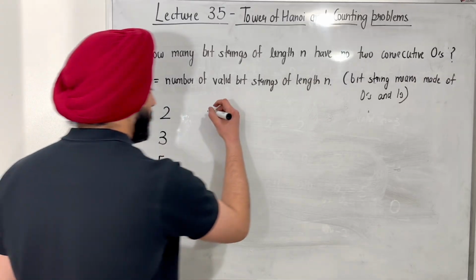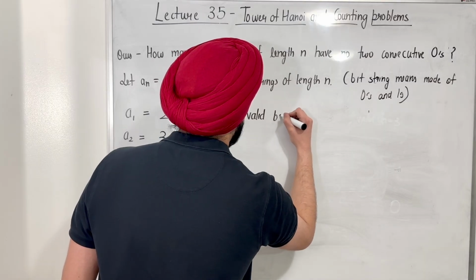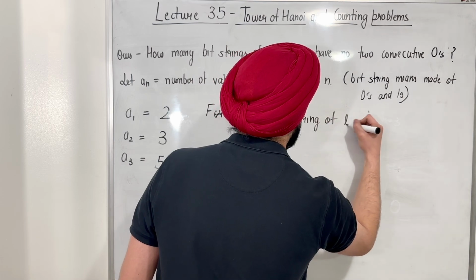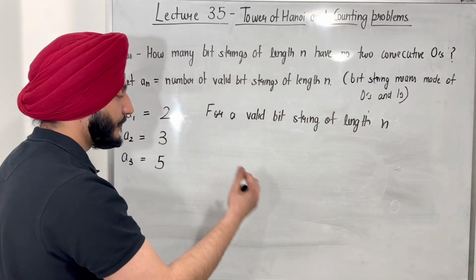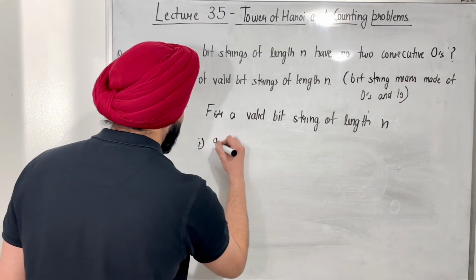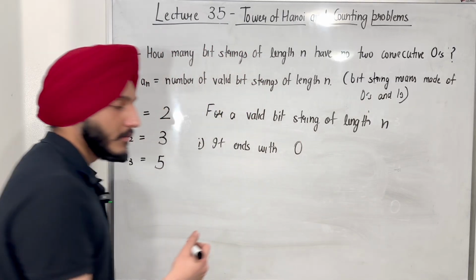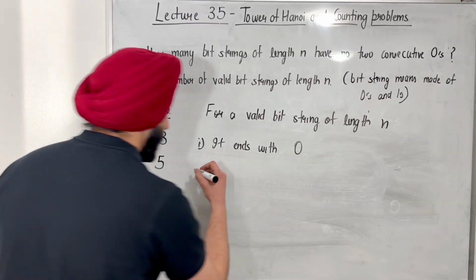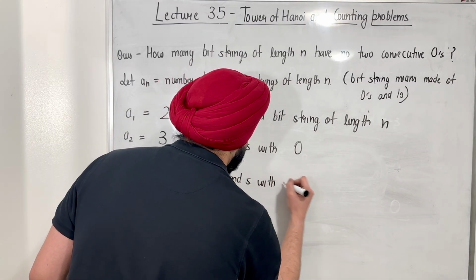Let's just first see for a valid bit string of length n. For a valid bit string of length n, let's divide this problem into two parts first. One, it ends with 0. If I have a valid bit string of length n, it could either end with a 0. Second, it ends with 1.